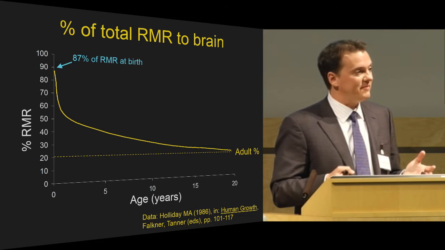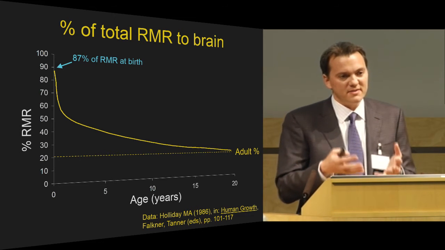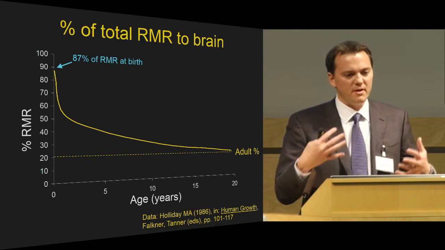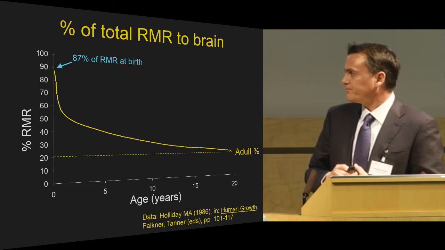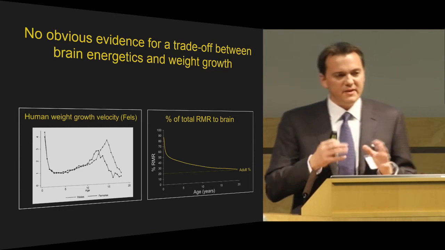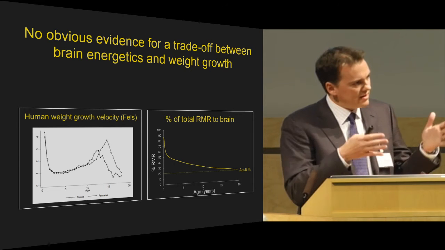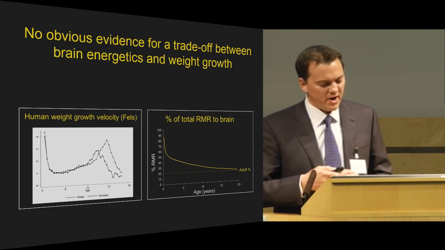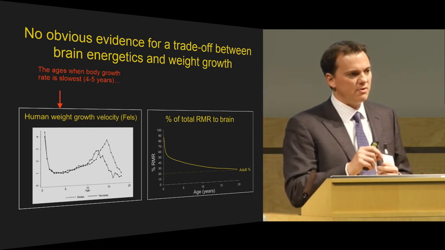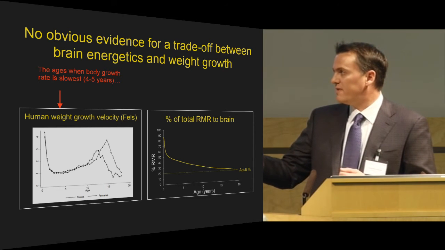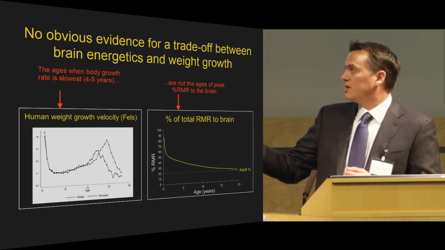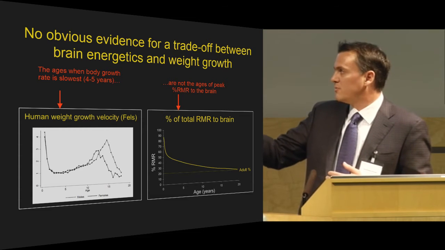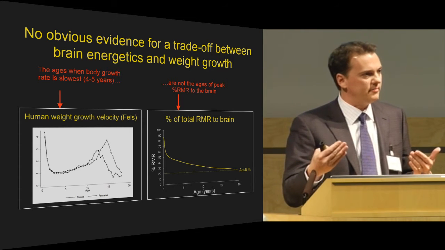Now, I've always had problems with that figure. That doesn't seem plausible to me, because that leaves 13% of the body's metabolism to do everything else, the heart and so on, the organs. So it always seemed like an overestimate. And also, if this is in fact the nature of that developmental change in brain energetics, then there's no evidence for a trade-off between growth rate and brain metabolism, because the age when body growth rate is slowest, which is in childhood, about 4 to 5 years of age, is not an age when the brain is at its peak. If anything, it's kind of midway down and declining, right? So if anything, these graphs are more parallel than suggesting a trade-off, right?